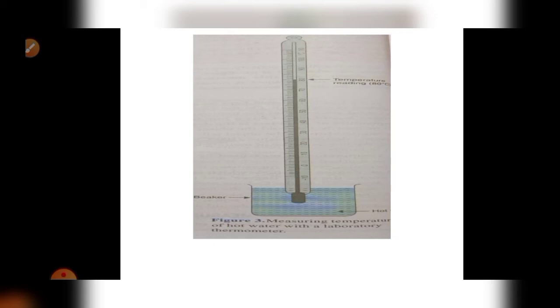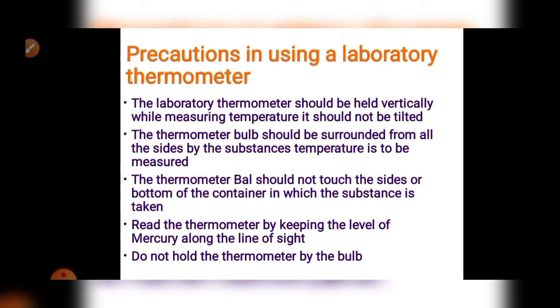Now we will discuss precautions in using a laboratory thermometer. The laboratory thermometer should be held vertically while measuring the temperature, and it should not be tilted. Next, the thermometer bulb should be surrounded from all sides by the substance whose temperature is to be measured, and it should not touch the sides or bottom of the beaker. The thermometer bulb should not touch the sides or bottom of the container in which the substance is taken.